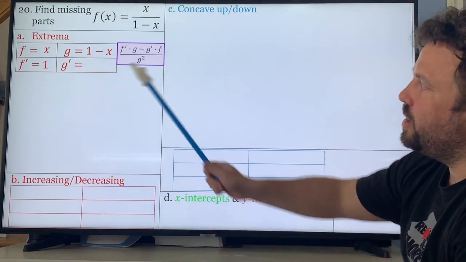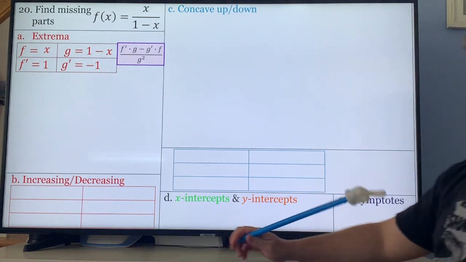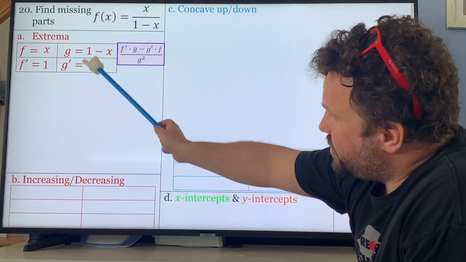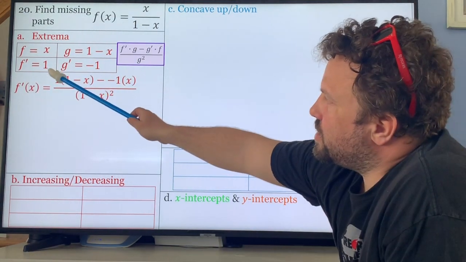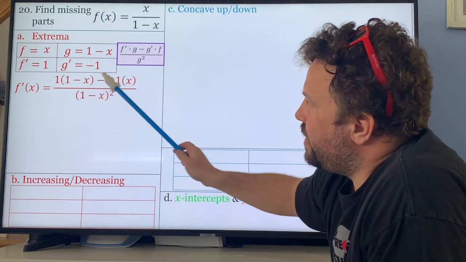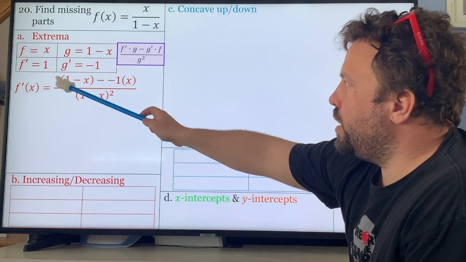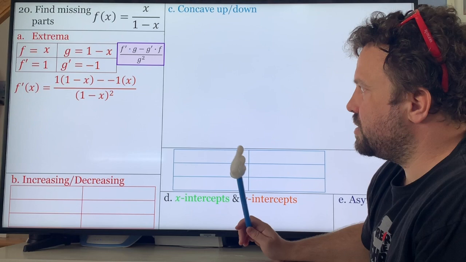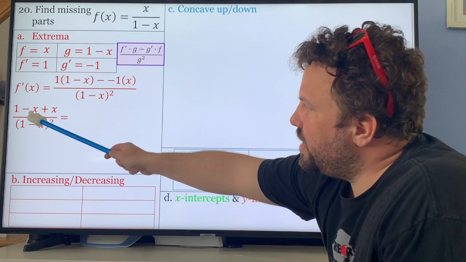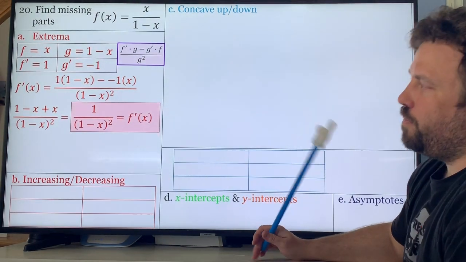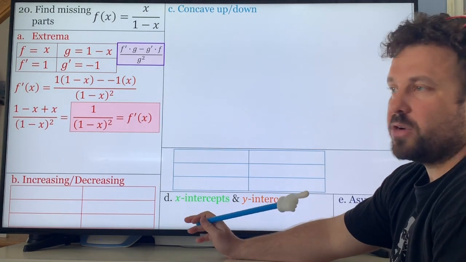Derivative of x is 1. Derivative of 1 minus x is negative 1. All right, now what we do here is f prime g minus g prime f. So we do 1 times 1 minus x minus g prime f, negative 1 times x, over g squared. 1 minus x plus x over 1 minus x squared. Just leave this like this for now. Don't expand it. Negative x plus x is 0. So it's 1 minus 0, which is 1 over 1 minus x squared. And that equals your f prime of x.